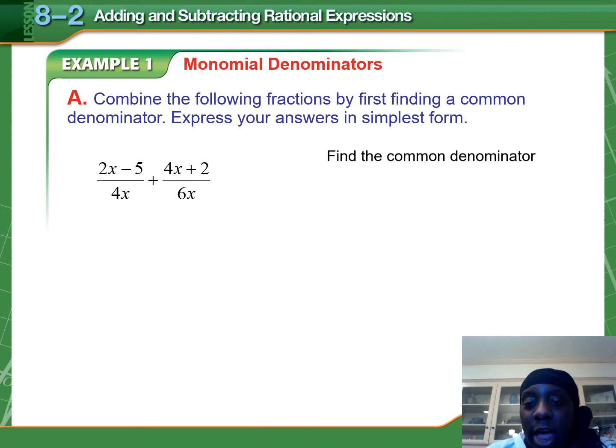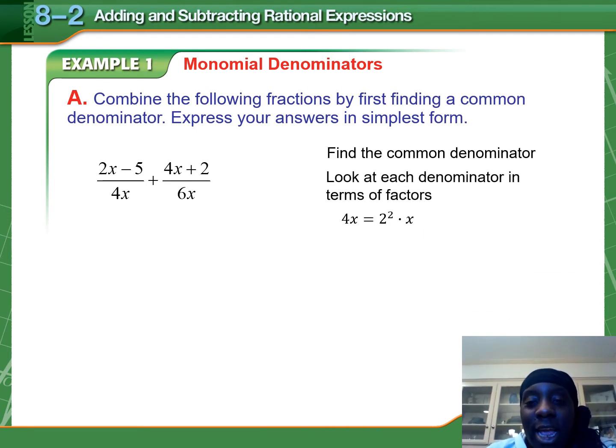The easiest way to do that is to look at each denominator in terms of their factors. So I'm going to break them down. 4x is 2 times 2, or 2 to the second power, times x. 6x is 2 times 3 times x. Whenever you want to find the common denominator, you take each term that you see in each of the denominators and take it to its highest exponent. So you want to see each different term that shows up and take it to the highest exponent.